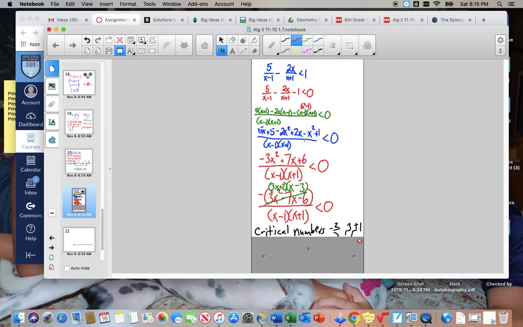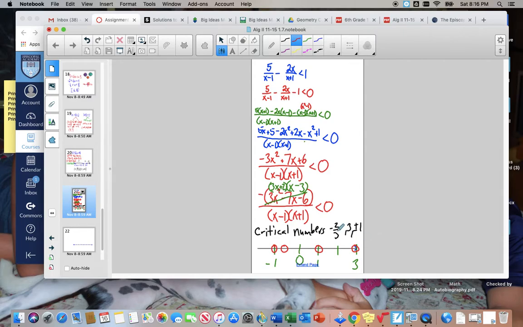Okay, so now we have the critical numbers: negative 2/3, 3, 1, negative 1. I started to put those on the number line, and then I'm going to plug in values and see what happens here. So let's choose a number greater than 4 and see if that is a solution.